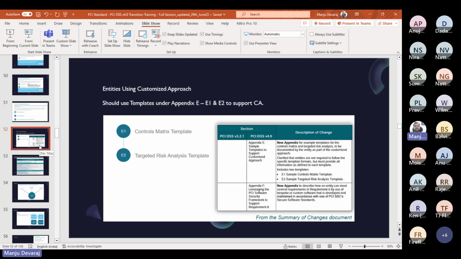So, talking about if you have an innovative product which doesn't fit into the defined scenario of the PCI DSS standard, then the customized approach is used, which calls for templates under Appendix E, E1 and E2, to support the customized approach. Those are the control matrix template and the targeted risk analysis.